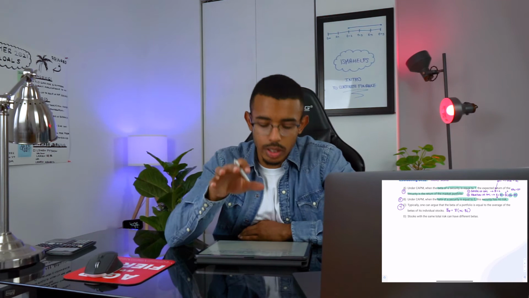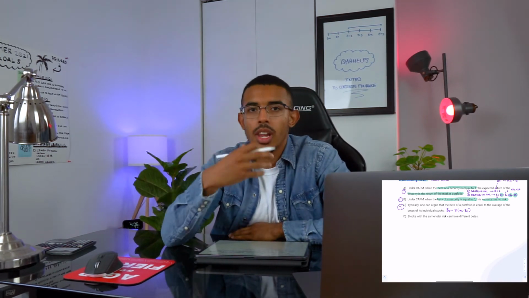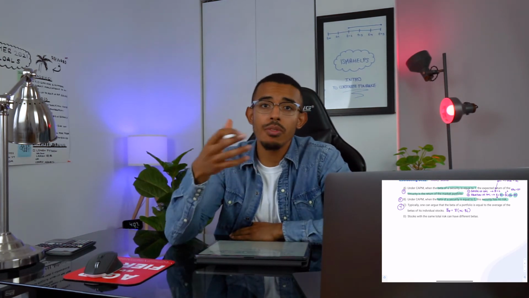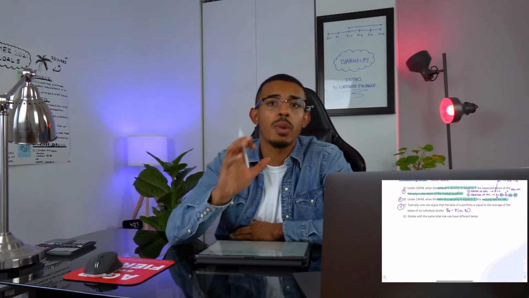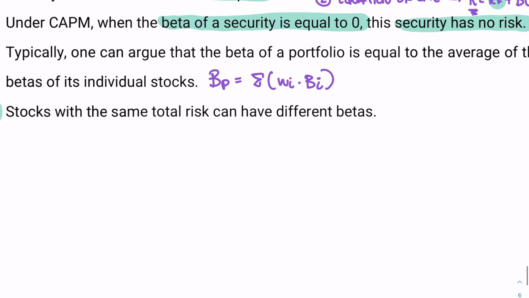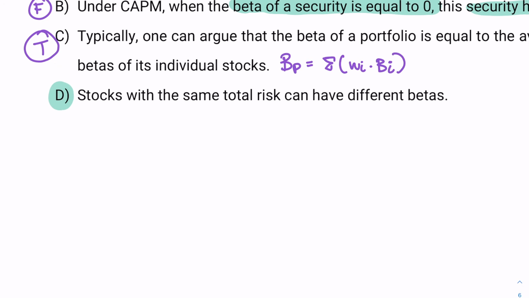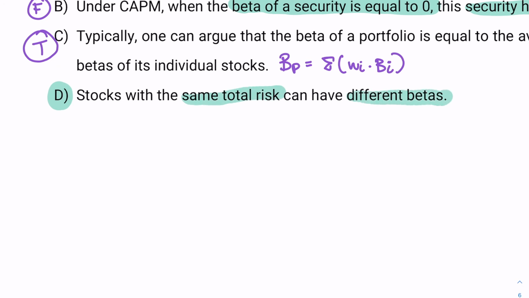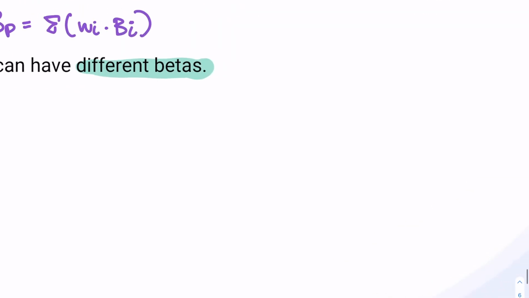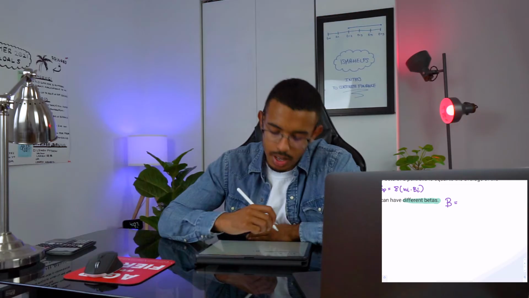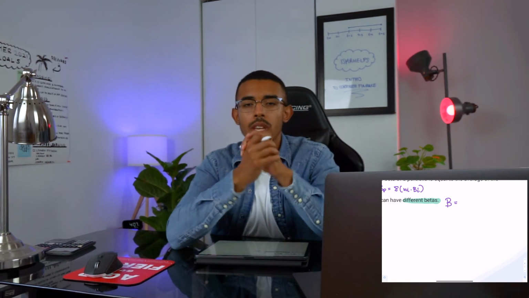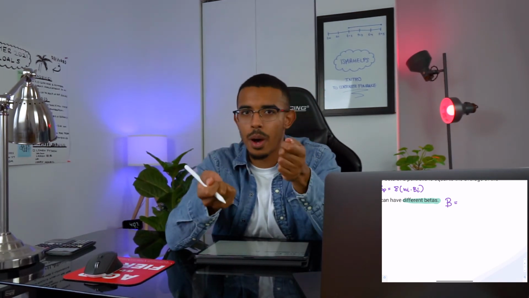Okay. So D is really interesting because it discusses this underlying concept of beta. And people may try to solve this in a bunch of different ways, but I feel like the most intuitive way to look at it is by understanding what beta is all about. So let's look at D. D says that stocks with the same total risk can have different betas. And this is really cool because beta, at the end of it all, is something that you're going to need to understand, especially for your further courses in finance, if that's your major. You need to understand what beta is all about.